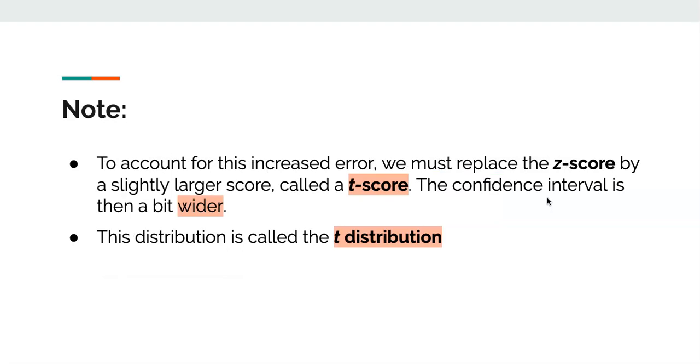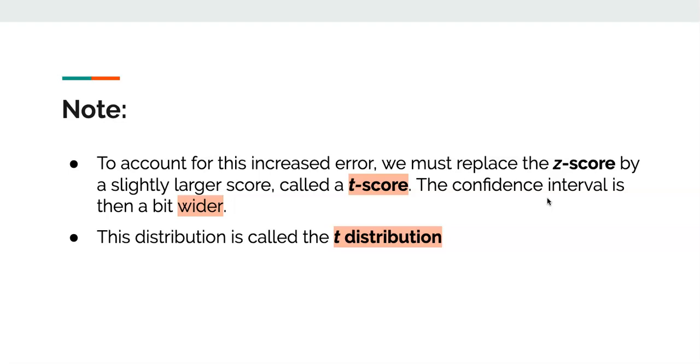So if you do that, to account for this increased error, we must replace the z-score by a slightly larger score, and those are called t-scores. The confidence interval is then a bit wider because we got extra error brought into our formula. And this distribution is called the t-distribution. All right, let me summarize this. There is a new guy in town called t-score and t-distribution. And the important point is we use t-score and t-distribution when we don't know the population standard deviation.